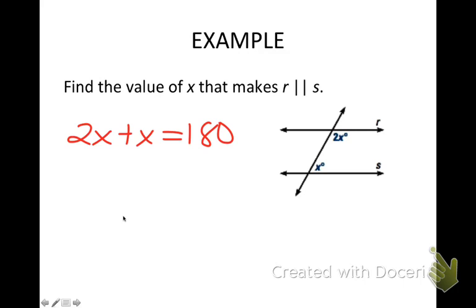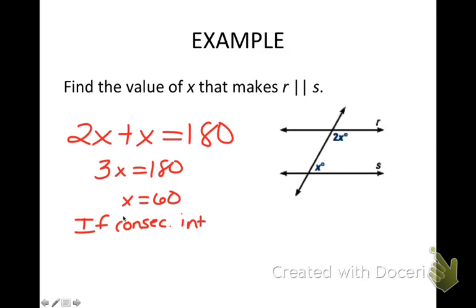2x plus x combines to make 3x equals 180. So x is equal to 60. That gets you 2 out of your 4 points. Your other 2 points are going to come from picking the correct if-then statement. Good. So if consecutive interior angles are supplementary, because they are supplementary, then parallel.